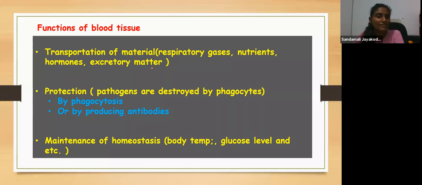And then the next function of blood tissue is protection. It gives us protection from pathogens. These pathogens are normally destroyed by phagocytes, by phagocytosis. These phagocytes carry out the process of destroying pathogens. When a bacterium or a virus enters our blood tissue, what do these phagocytes do? A phagocyte is actually a white blood cell. You can see here.